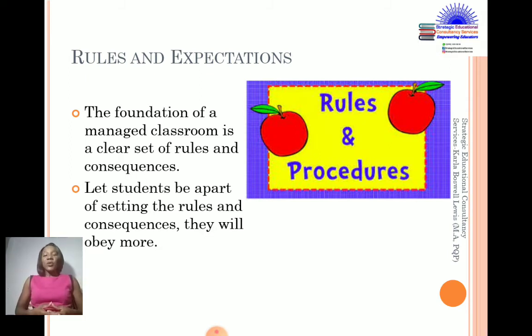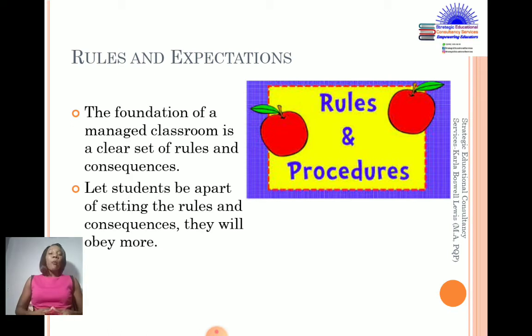And we know that we're operating for the most part in an online setting. I do know that we have the blended approach that takes place as well. But whichever way we do it, there must be clear sets of rules and consequences followed with rewards that will help us to ensure that the teaching learning process is effective.